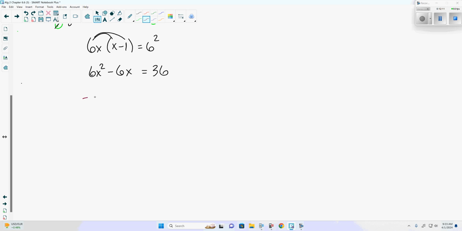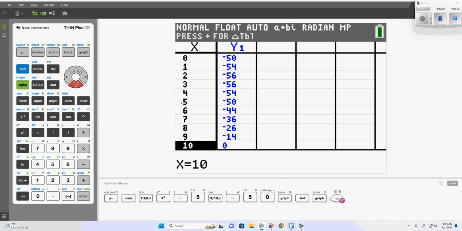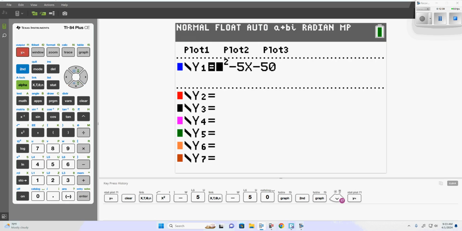What do we need to do next? We need to get this equal to 0. So we can subtract 36. Telling us that we have 6x squared minus 6x minus 36 is equal to 0. Again, like the last one, we can come over here and graph it.